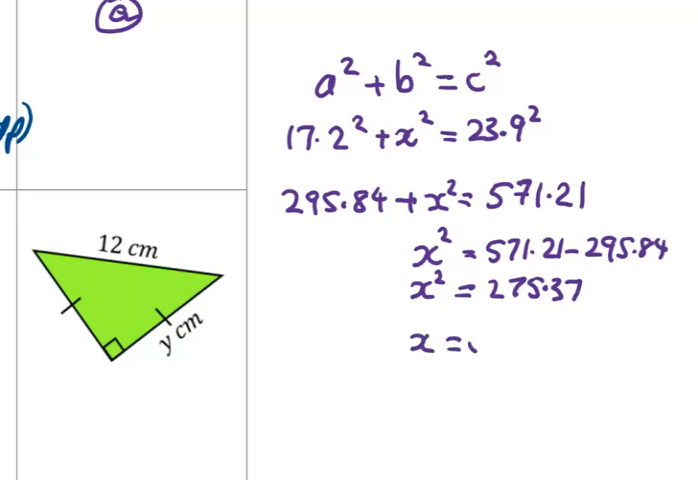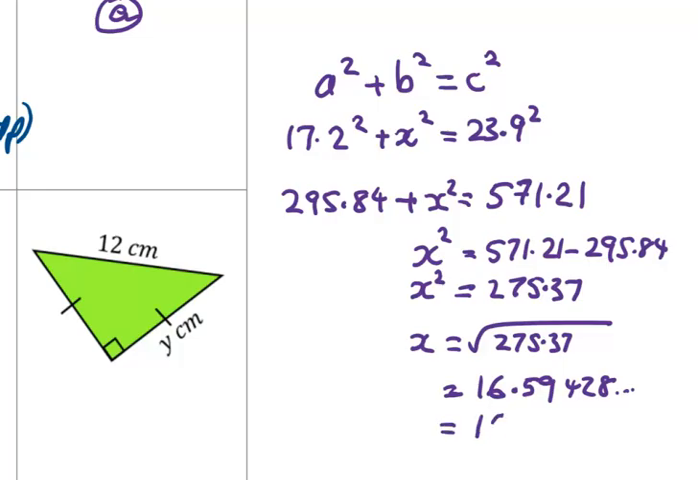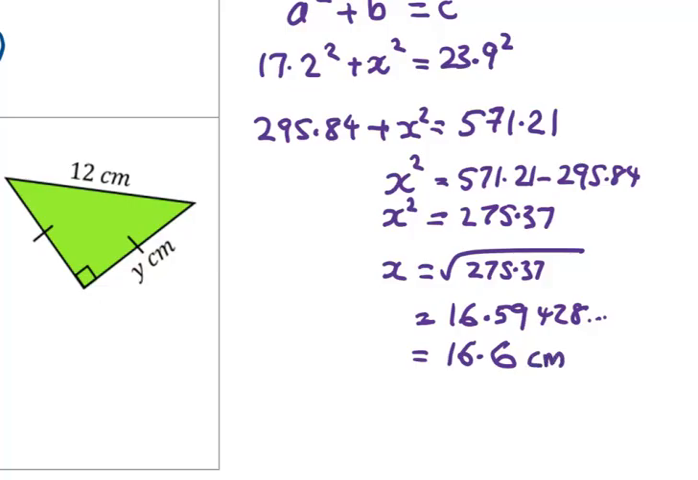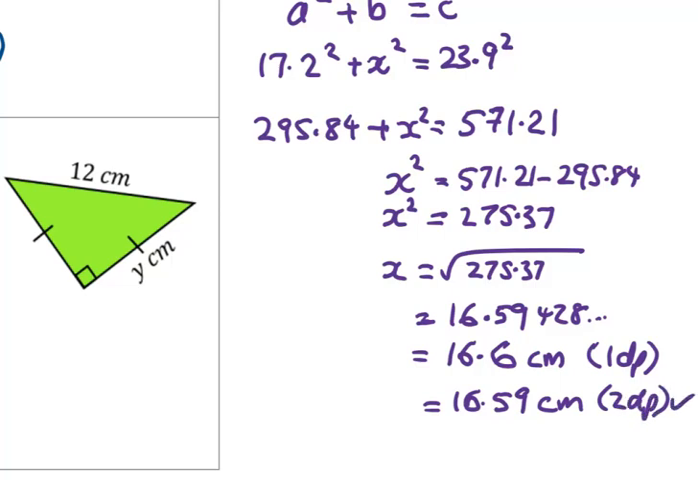So X is equal to the square root of that, and that gives me, unrounded, 16.59428, which is equal to 16.6. I think I'm working with centimeters, 16.6 centimeters to one decimal place. Or you could go one more accurate than what we were given and do 16.59 centimeters to two decimal places. I guess I'd be happy with either of those. I think that one is slightly better.